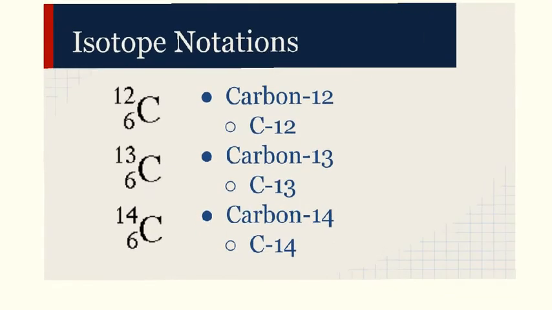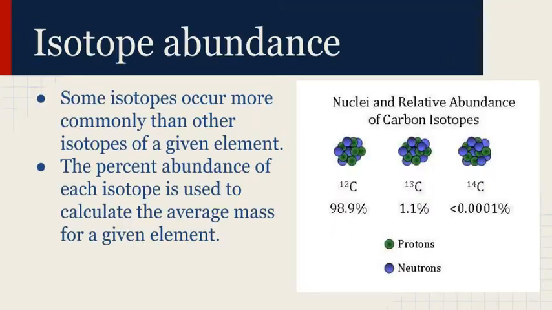When we write the notation for each of these isotopes, we can use both the atomic number and the mass number. As you see down here, the atomic number is 6 for all three, because they're all carbon, but they each have a different mass number. Because the mass is the only thing that's different, we could also write the notation like this: carbon-12, carbon-13, or carbon-14. It's not necessary to include the atomic number all the time.